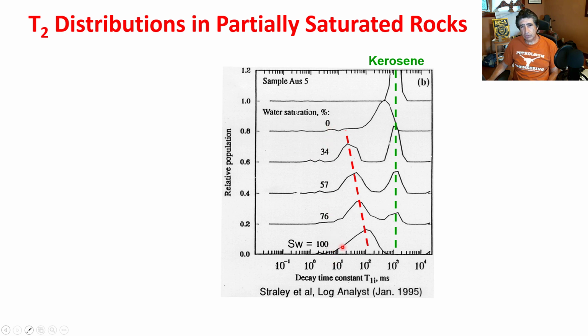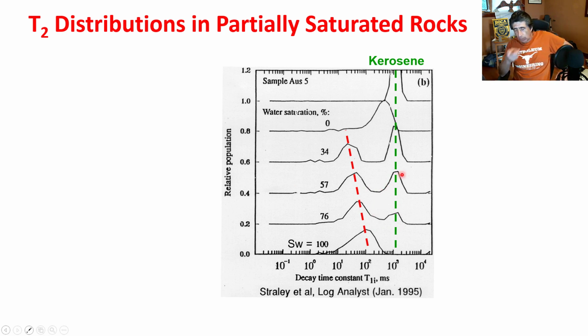And so here we have plots going from 100% water saturation, say rock, to 76, 57, 34, and 0, and then at the very end we have only pure kerosene. And at the bottom we have only water, so you can see how the presence of two fluids begins to split the distribution into dominant peaks.